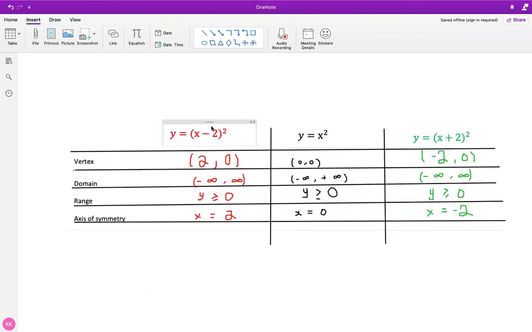So the constant here affects the vertex and the axis of symmetry, but it does not affect the domain and range. When you want to figure out the axis of symmetry, you need to set x equal to the x value of the vertex. So for the green curve, x equals the x value of the vertex, which is negative 2.